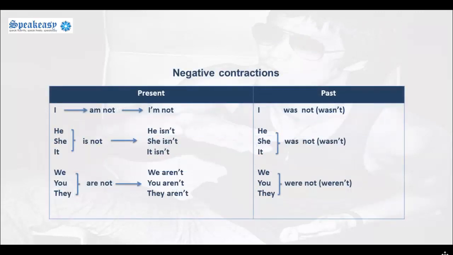And negative contractions are as follows. I am not. I'm not. He is not. He isn't. She is not. She isn't. It is not. It isn't.